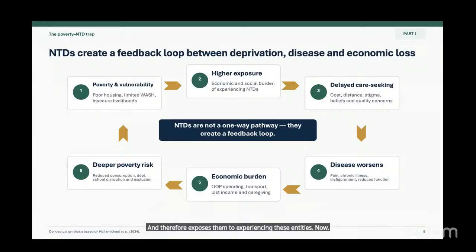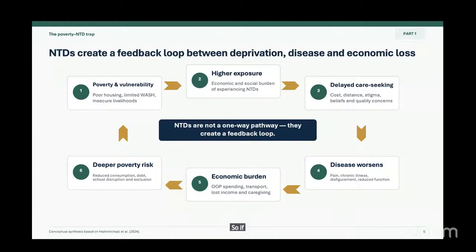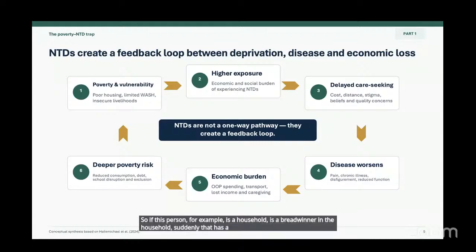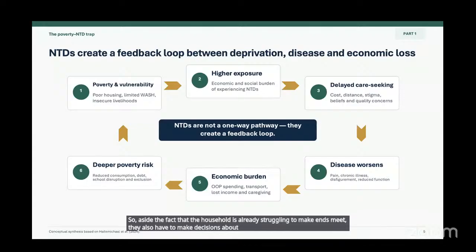Now, when they are exposed to these NTDs, there are two things that happen. First, just the fact that they are exposed places an economic and social burden. So if this person, for example, is a breadwinner in the household, suddenly that has a major impact on the household's income and consequently affects the broader household's livelihood and economic outcomes. The second economic burden that this brings is on the care-seeking decisions. So aside from the fact that the household is already struggling to make ends meet, they also have to make decisions about seeking care, and that comes with costs.